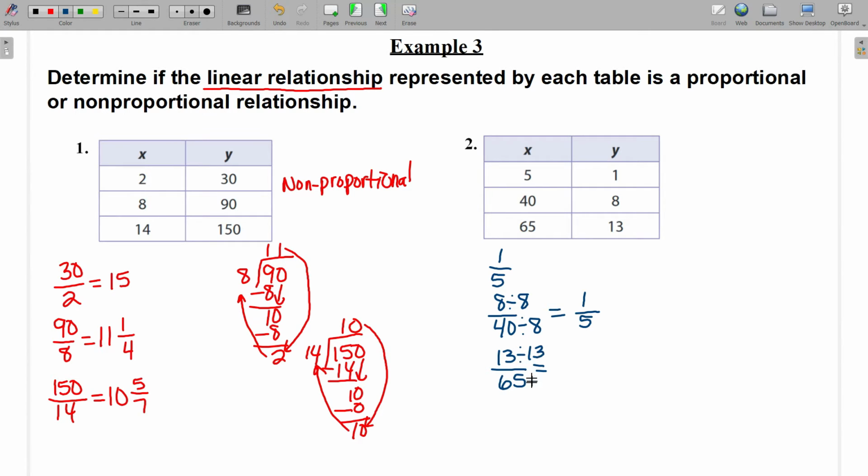So I would divide the numerator by 13 and divide the denominator by 13. So 13 divided by 13 gives me 1. When I take 65 divided by 13, I can find out that's going to be 5, because once I take 13 times 5, I am indeed going to get 65. So if you look at this, all of our y to x values are the same, they're constant. So this is going to be what we call a proportional relationship.